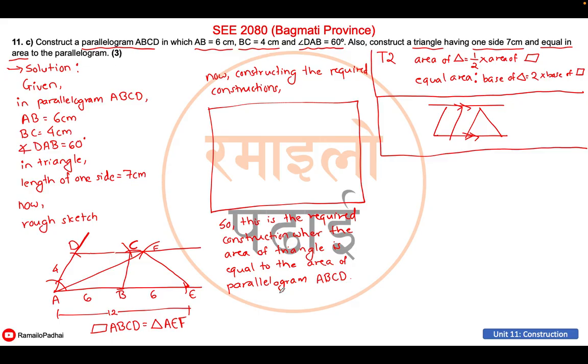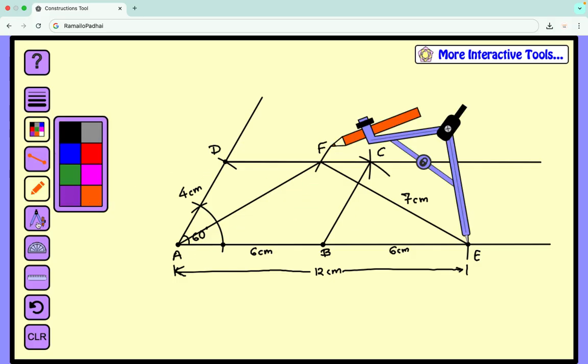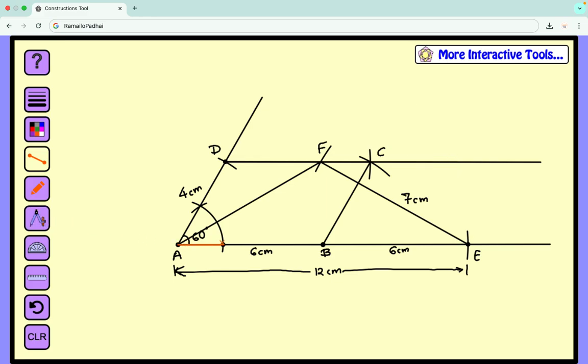But before ending this video, let me just visualize for you the parallelogram and triangle. Okay, so this is AB, this is 6 centimeter, and then we construct DAB, which is 60 degree, and we construct AD. The length of BC is equal to AD because they are opposite sides of a parallelogram. Now we measure AD and mark C from B. Okay, and we measure AB and mark C from D. So we measure this, we join these two, and this is parallelogram ABCD.